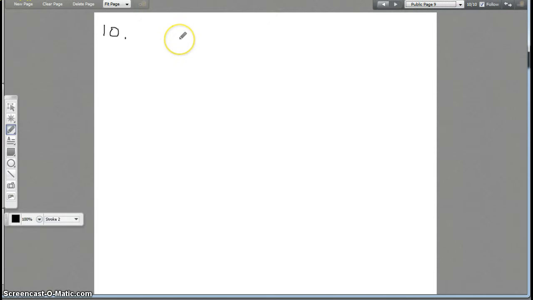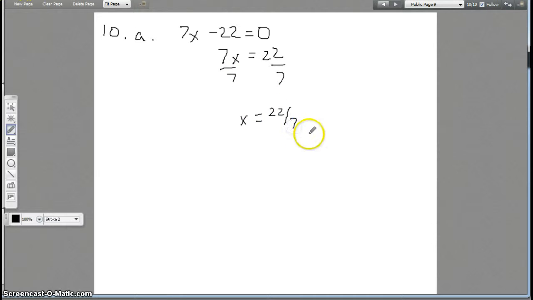Okay, so for number 10, let's look at part A. We have 7x minus 22 equals 0. Okay, so we can solve this for x by adding 22 to both sides, and we end up with 7x equals 22. Divide both sides by 7, and we have x equals 22/7. Well, that's a fraction, so that's going to be a rational number. And that's all you have to identify it as. It's just rational number because it's not an integer and it's not a counting number.